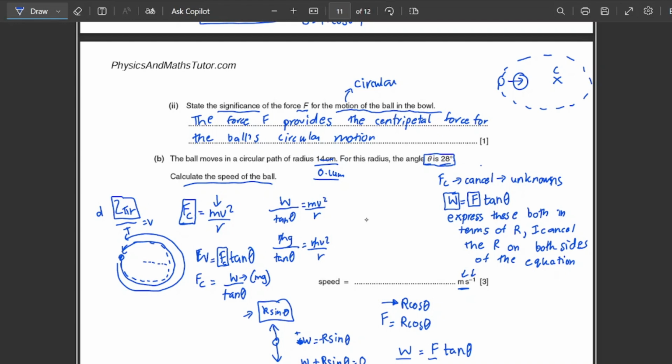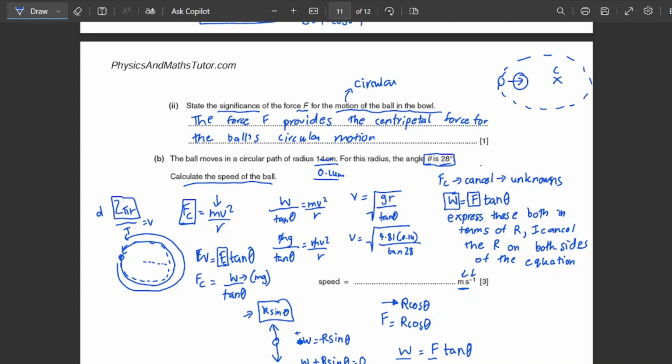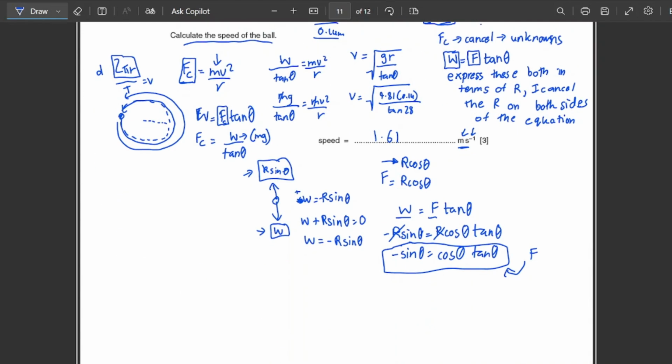And now what we need to do is make v the subject. We're supposed to find v. So I believe this is just going to be v is equal to the square root of g r over tan theta, because you take the square to the other side and it becomes the square root. Now you just have to solve for this. So this is the square root of 9.81 times the radius, which is 0.14 meters, divided by tan 28. Let's do that and see the answer we're going to get. So this is 9.81 times 0.14 divided by tan 28, and we just got the answer. It's equal to 1.61 meters per second. Okay, I think that's it for this question.